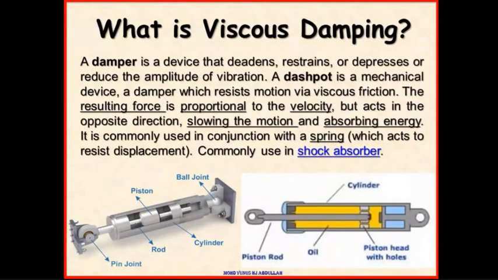Okay, the next one is the viscous damping. We go further about viscous damping. You have this one type of damping. The damper or perhaps the absorber, we commonly call it the shock absorber, comes in a range from human size to a very small one. This is the human size shock absorber. You can read on your own this one. The dashpot is a mechanical device, a damper, and so on and so forth.